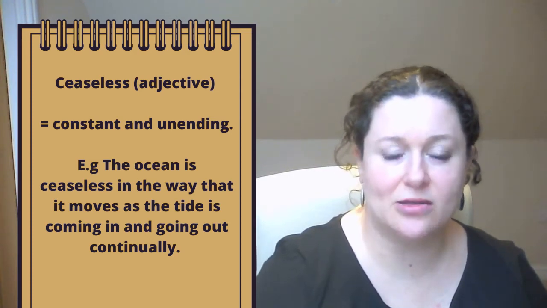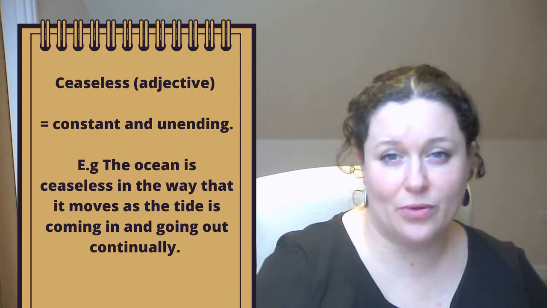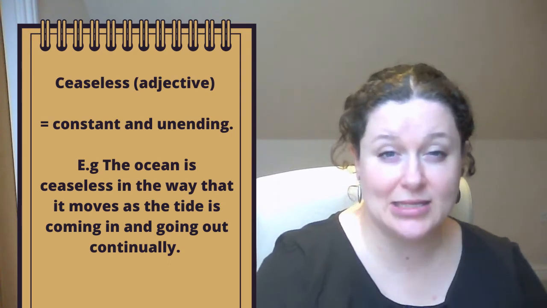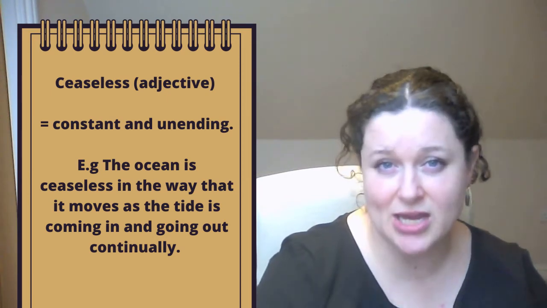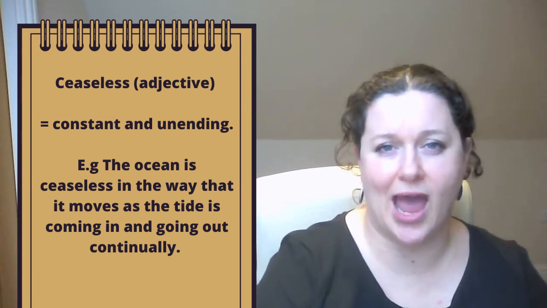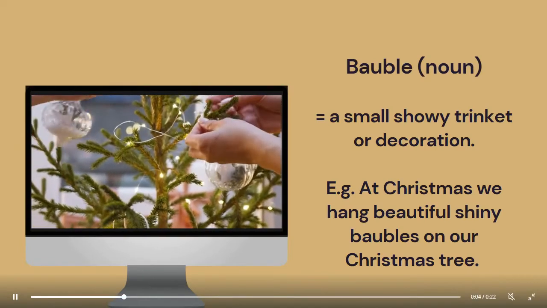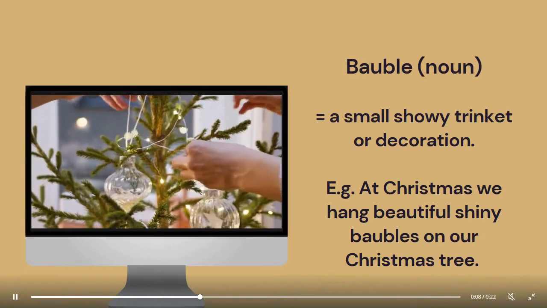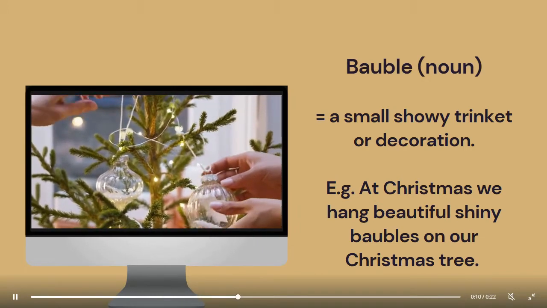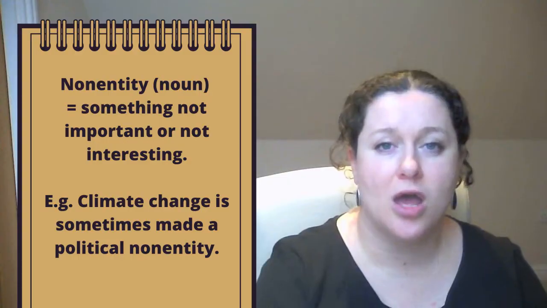Ceaseless means constant and unending. For example, the ocean is ceaseless in the way that it moves as the tide is coming in and going out continually. Bauble, a small showy trinket or decoration. At Christmas, we hang beautiful shiny baubles on our Christmas tree.